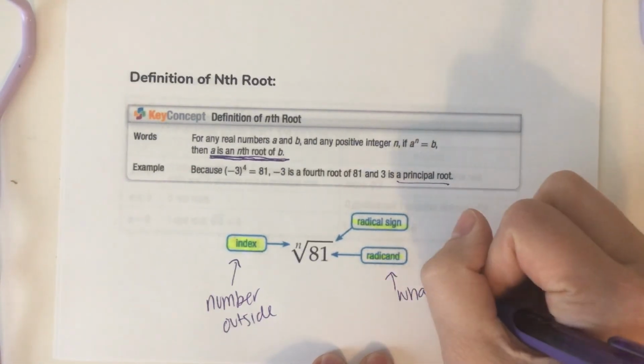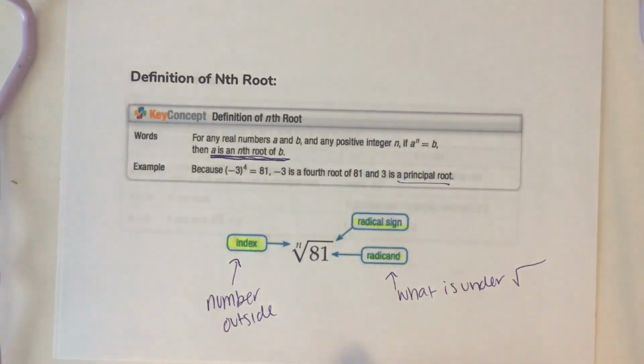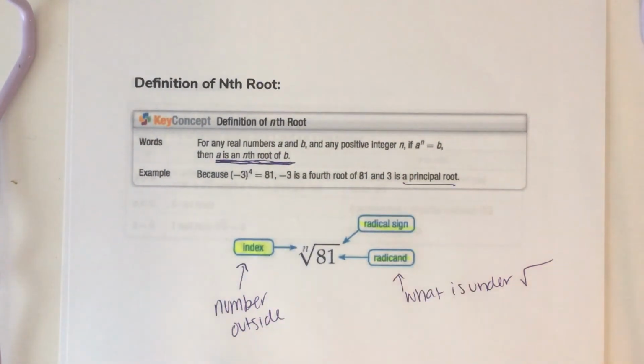The radicand is what is under the radical sign, under the square root, under that little check mark. So that's just some vocab. If you're doing homework problems or a quiz question in the future and they ask, what's the radicand? You would just have to point out the 81 in this case.